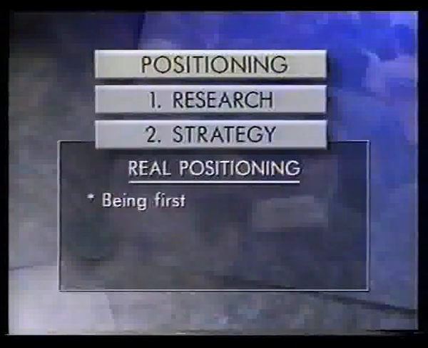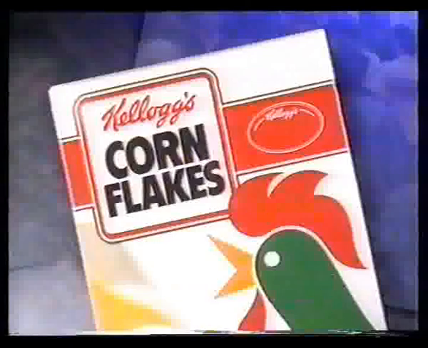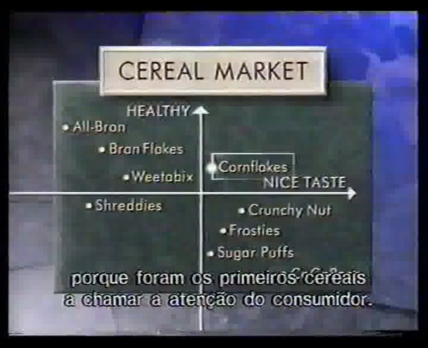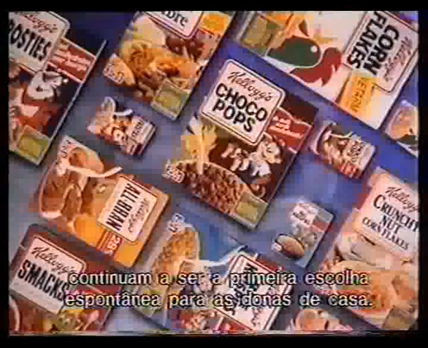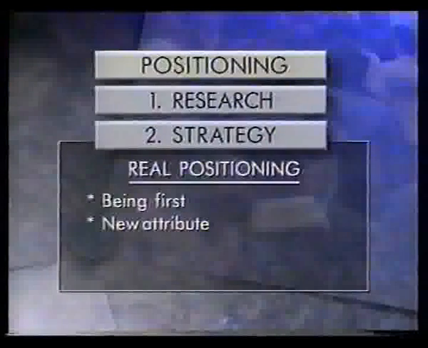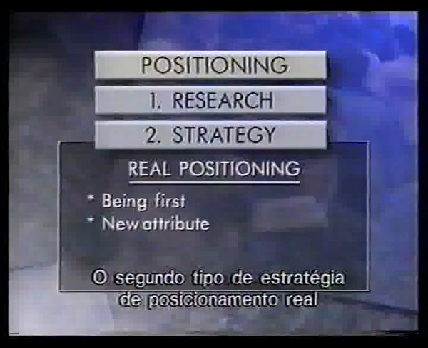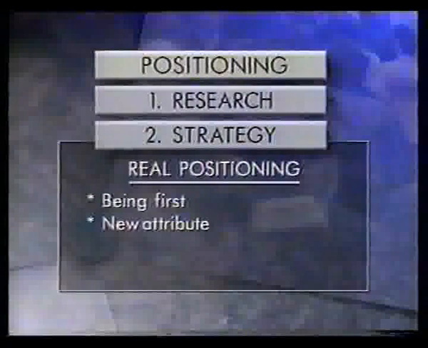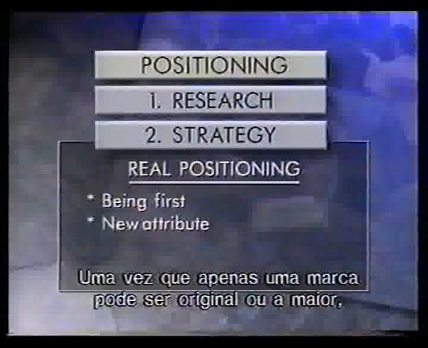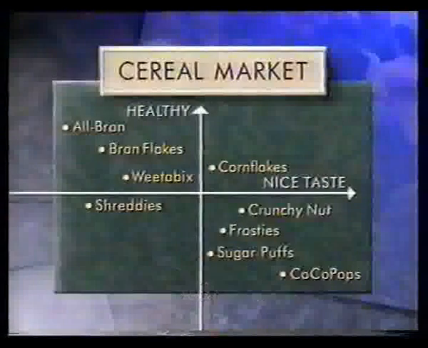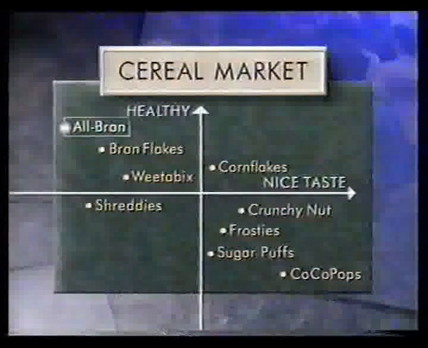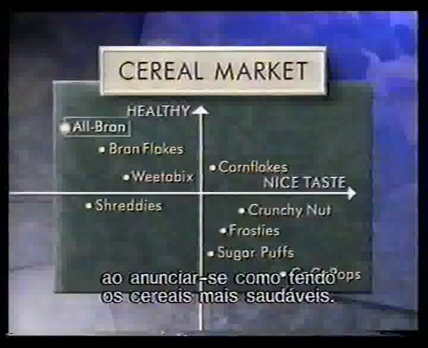1. Being first. Kellogg's Cornflakes, for example, has a strong market share here because it was the first cereal to capture the attention of consumers. Being the biggest, it remains a top-of-the-mind brand for most households. The first brand on the market often becomes synonymous with the product itself. The second type of real repositioning strategy is creating a new attribute. Since only one brand can be the original or the biggest, followers have to find other ways of being unique and better. All Bran has done well by staking a clear and dominant claim to being the healthy cereal.